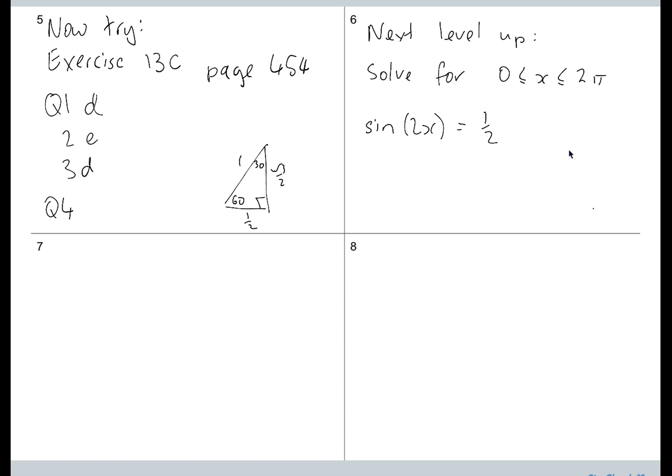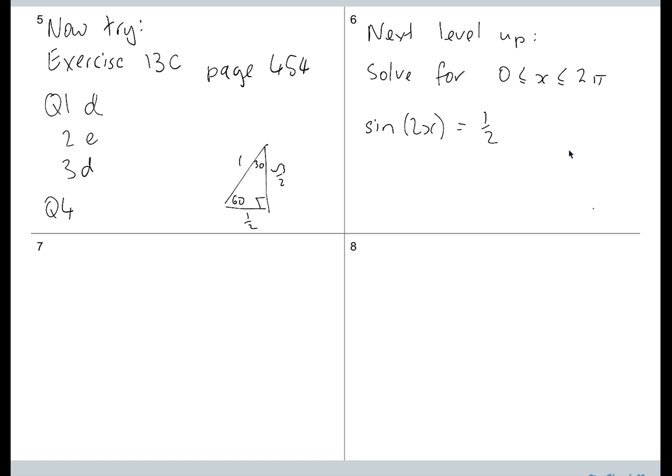What's different about this one? Yeah, there's a 2x, whoever said that. So that's the difference. And what's its impact? Its impact is how many solutions there will be as a result. Now, having done the sine, cosine, and tan function, it's easy to see what happens here. Effectively, what we do is it changes the period of the function.